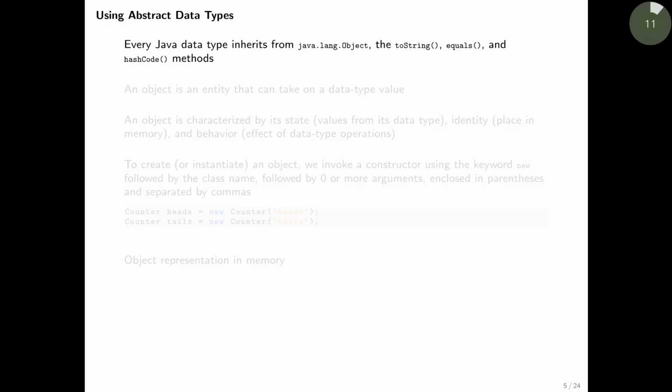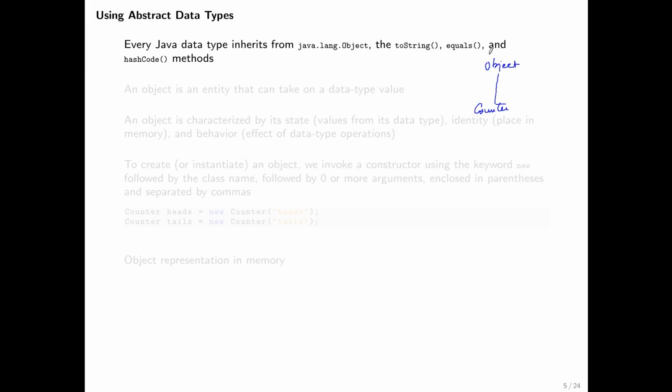Now, every Java data type, every type that you implement, inherits from a data type called Object that sits inside of the java.lang package. So there is a class hierarchy in Java, and at the root of this hierarchy you have the Object class. And every data type that you implement, such as Counter, for example, inherits from this Object data type.